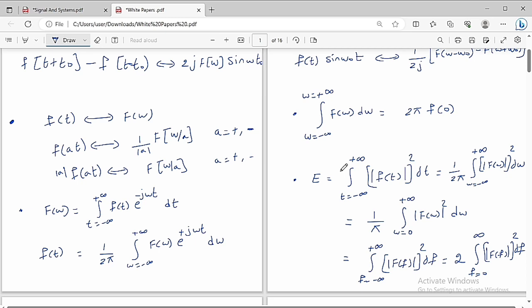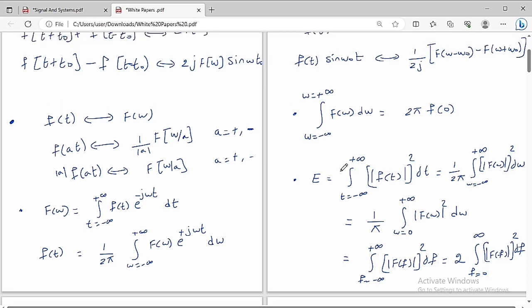And by using Parseval's theorem, we find the energy in the signal f of t and F of omega. For the corresponding f of t, we get the Fourier transform F of omega. The energy is the same in both f of t as well as F of omega. What is the expression? E is equal to the integration of t from minus infinity to plus infinity mod of f of t whole square dt. This is the time domain. To express it in the frequency domain, it is 1 by 2 pi integration of omega from minus infinity to plus infinity mod of F of omega whole square d omega.